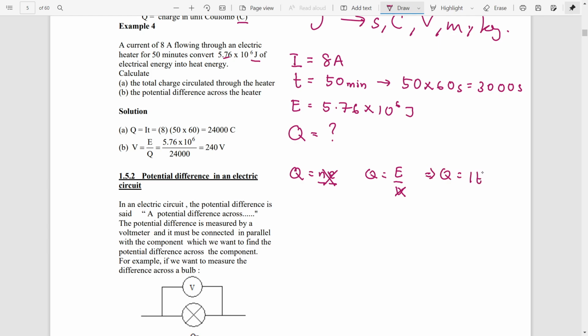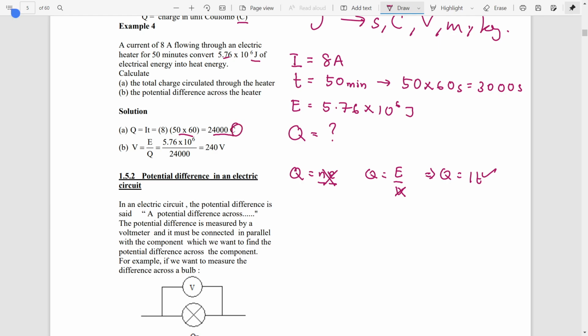Okay, that is the simplest one. So, QIT, dah ada dekat sini. Just substitute and then here, they substitute the value of time in this equation. Boleh, tak ada masalah. Kamu nak substitute awal-awal, boleh juga, tak ada masalah. And then you will get the final answer. And don't forget your unit in Coulomb.